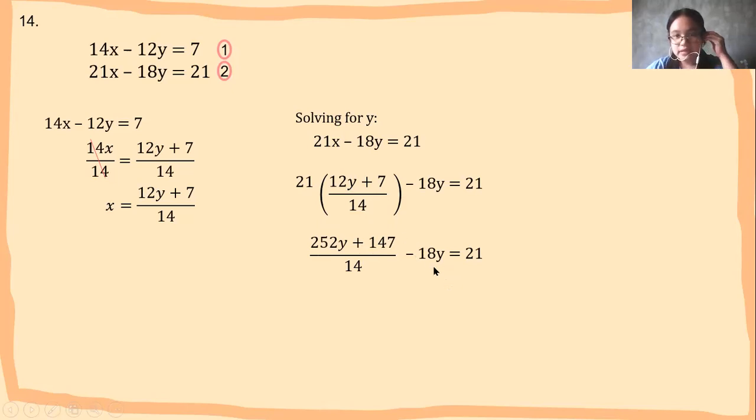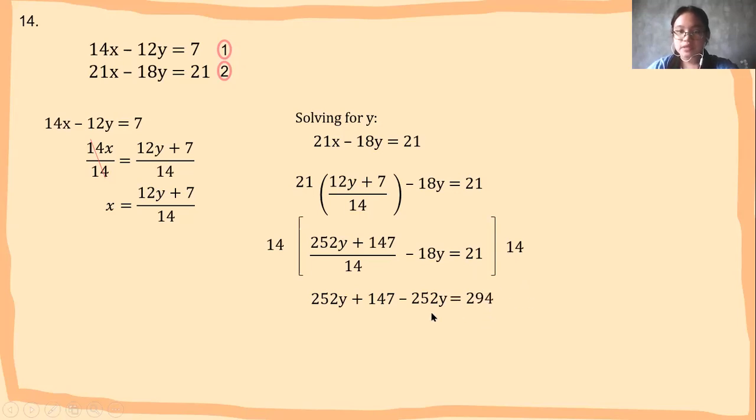Next, let's find the LCD. The LCD is 14, so let's multiply both sides by 14. Then let's cancel the 14 here and just copy the numerator. So we have 252y plus 147. Then let's multiply the 14 and the negative 18y. So 14 times negative 18y is equal to negative 252y. On the right side, we have 14 times 21, which is equal to 294.